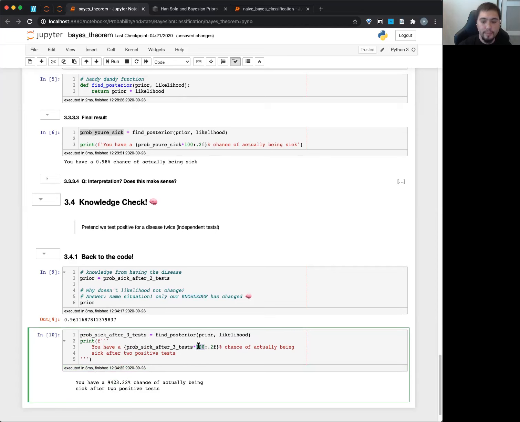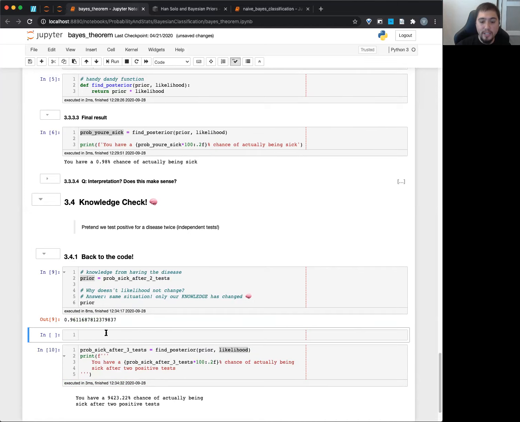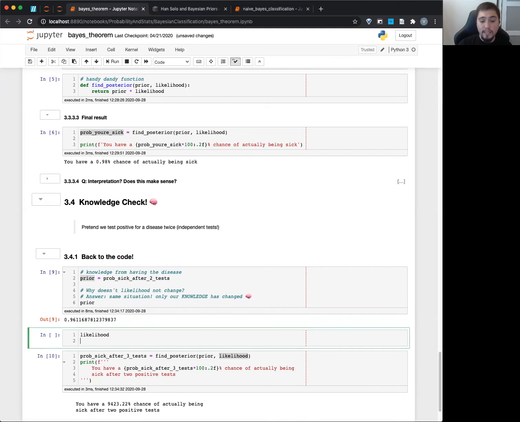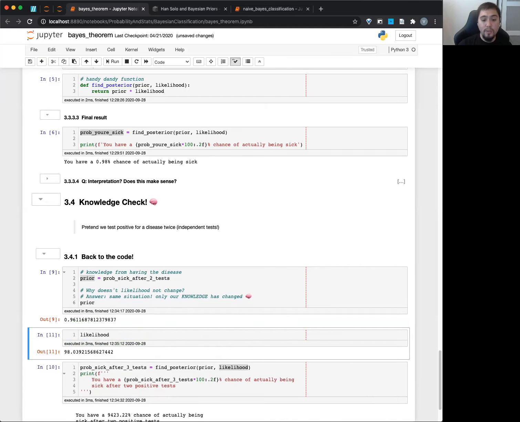Oh, you know what it is? This is why. Oh, wait, maybe not. I have to see what I did wrong here. There's some code issue. That's going to mess with me. What was my likelihood? But yes, it should increase higher. Note that if you tested negative for your third test, it still would be, oh, this is why. Likelihood should be divided by.